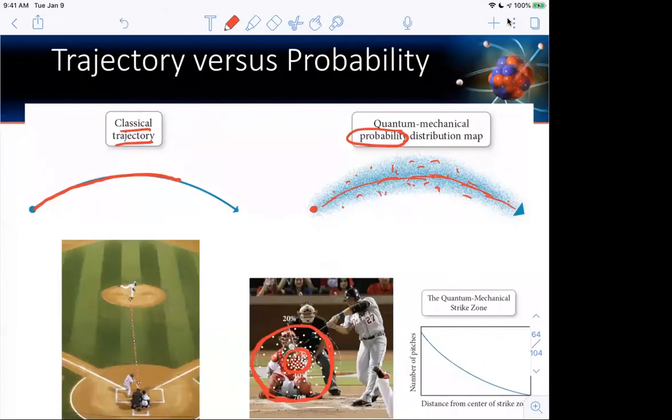So this is the quantum mechanical strike zone. I have the number of particles at a given distance from the center of the strike zone. So as my distance goes out, my probability of finding a particle is much lower. But there is probability for a good long while as I go. So my strike zone is much less predictable. And there is an indeterminacy of that position of that electron.